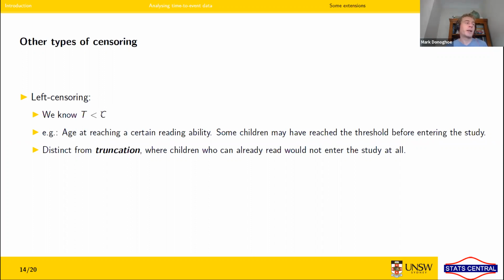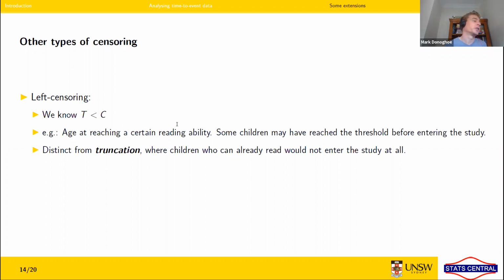An example of that is if we're looking at children and our time to event is the age at which they reach a certain reading ability. We might get some children in the study who've already reached that reading ability. So we know that if Tommy is age 2 and he can already read at the level we're interested in, we know that his time to event is less than 2 years, but we don't know exactly what it is.